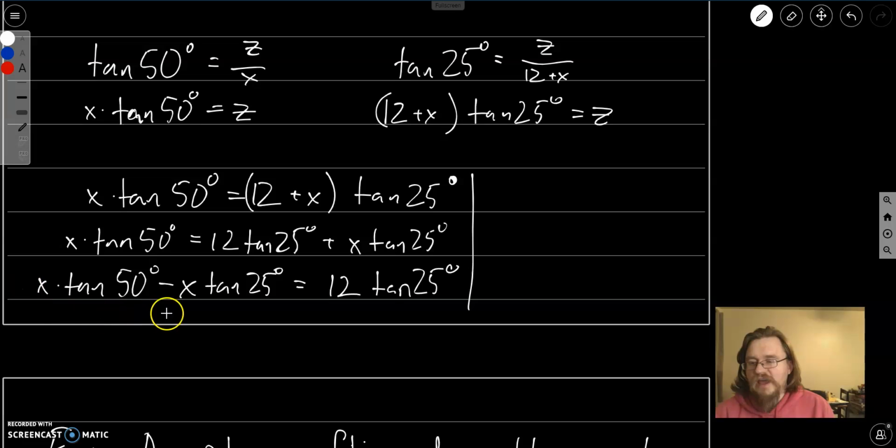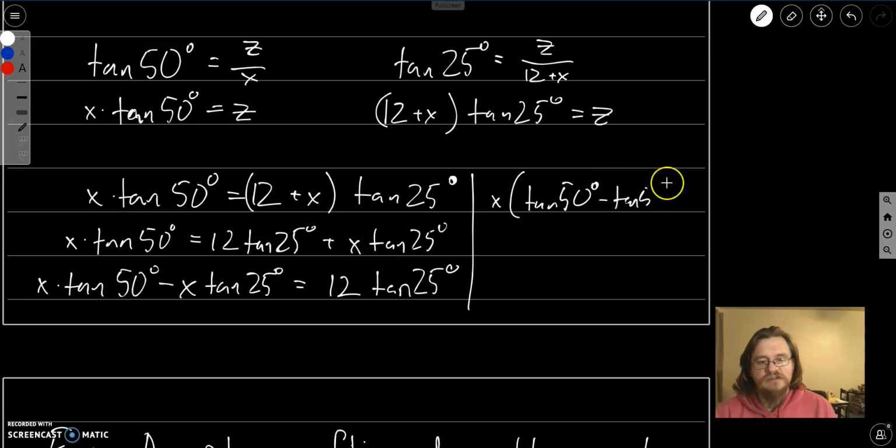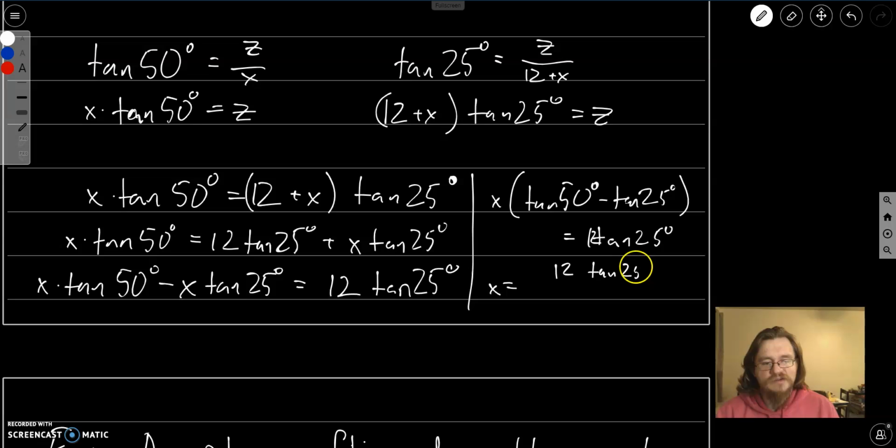And then I can pull out an x. So let's pull out an x. So I've got x times tangent 50 minus tangent 25 is going to be equal to 12 tangent 25. And then after all this, I can divide both sides by this number to get that x is going to be 12 tangent 25 divided by tangent 50 minus tangent 25. Oh wow, that's a big fraction.